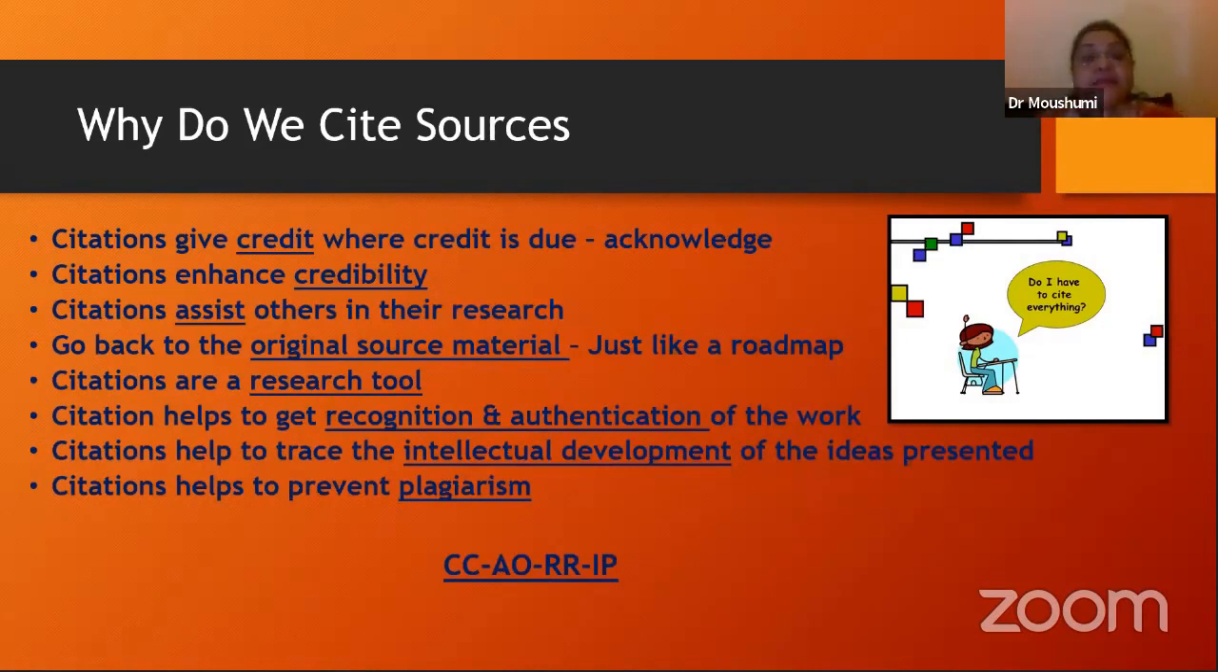Citation helps you trace the intellectual development of the ideas which you are presenting, which I will discuss later in my presentation. Citation helps to prevent plagiarism. So my participant friends, we remember C squared gives credit and credibility. We remember AO, that means it assists in research and is an original source material. We also remember R squared, which is a research tool and recognition. And definitely, how can we forget IP? Because citation helps us trace the intellectual development and prevent plagiarism.